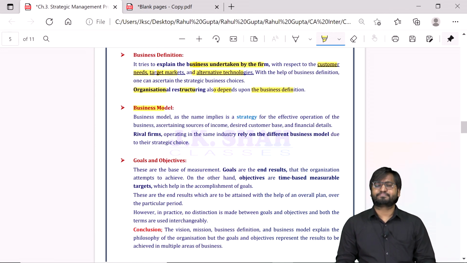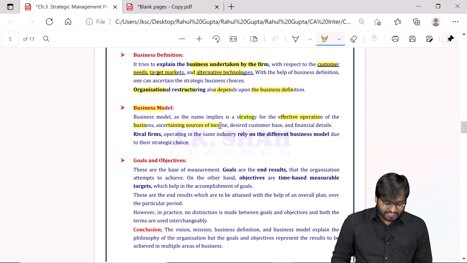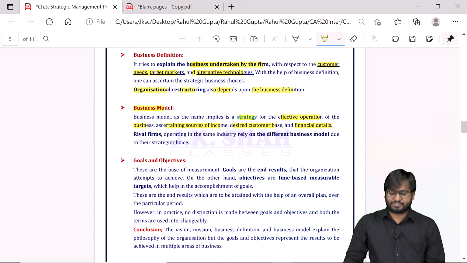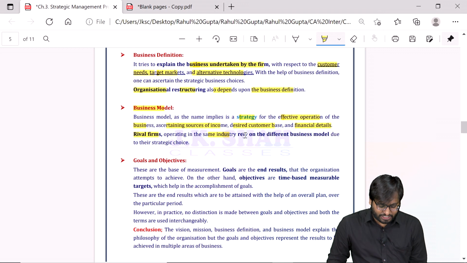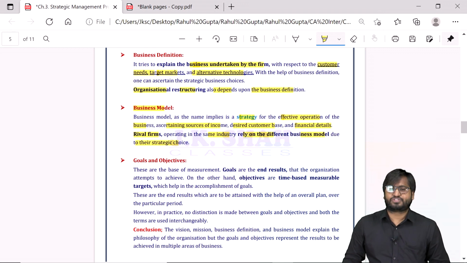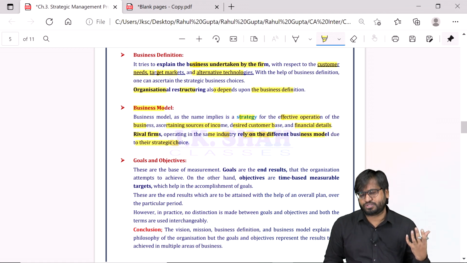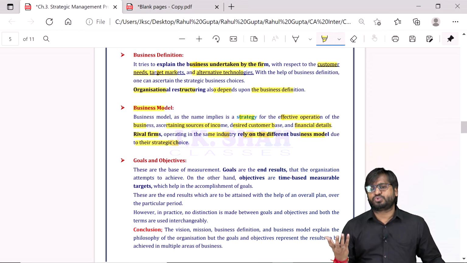Business model implies a strategy for the effective operation of the business, ascertaining the sources of income, the desired customer base, the financial details. Rival firms operating in the same industry may rely on different business models due to their strategic choice. A company may go for a cost leadership approach, whereas the other company may go for a differentiation approach.